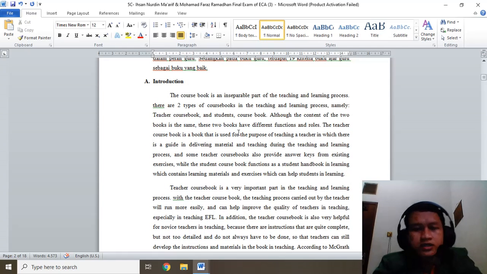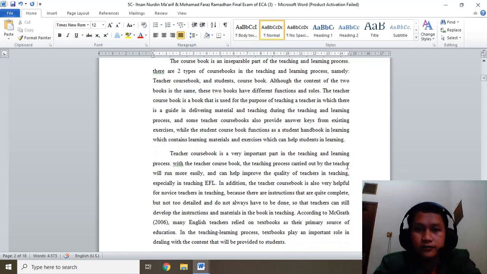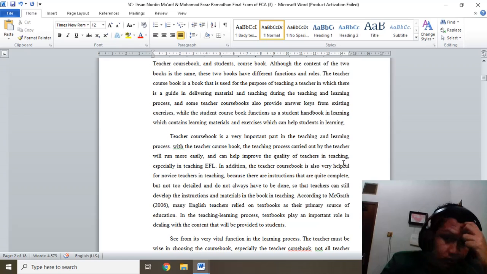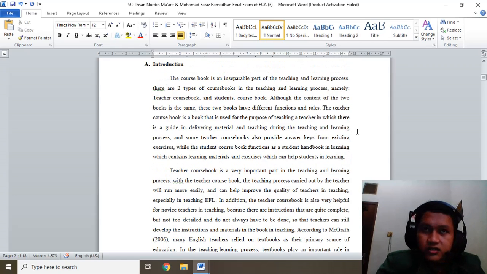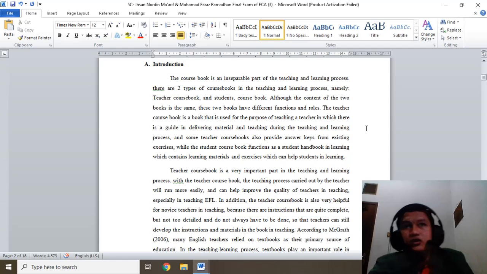In the introduction, there is the definition of the course book. There are two types of course book: teacher's course book and student's course book. The teacher's course book is the same as the student's course book, but there are some guides to teach the students how to learn the student's book.